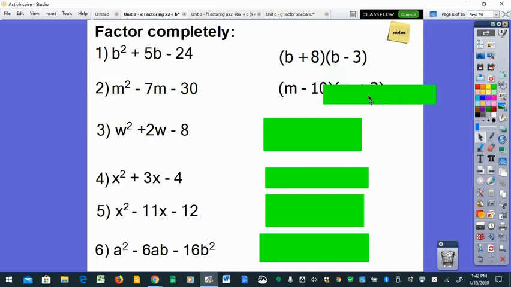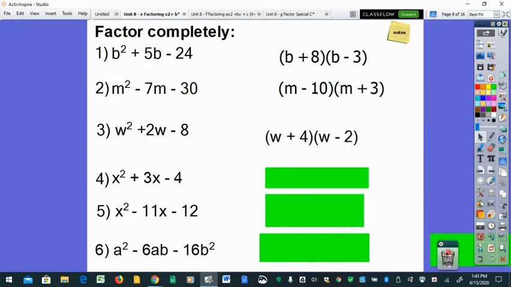The next one should be m minus 10 and m plus 3. The -10 times the 3 is giving me a -30. And when I look at the outer, I've got a positive 3m, and the inner is a -10m. A positive 3 and a -10 is going to give me that -7m. So what I often do is I'm really looking at what I call the O and the I, and am I getting the right number, and am I getting the right sign?